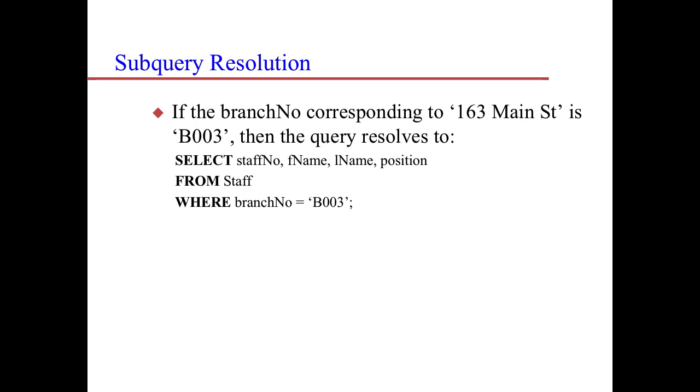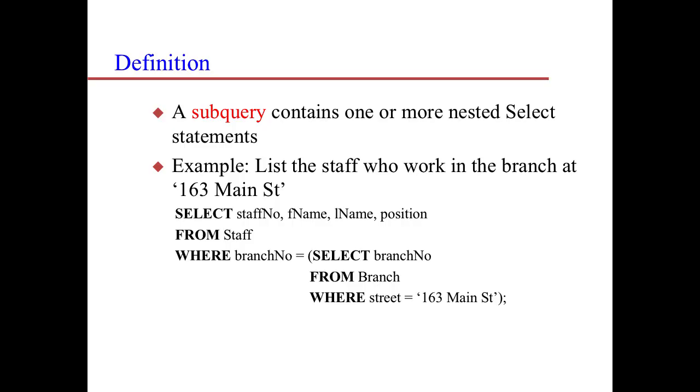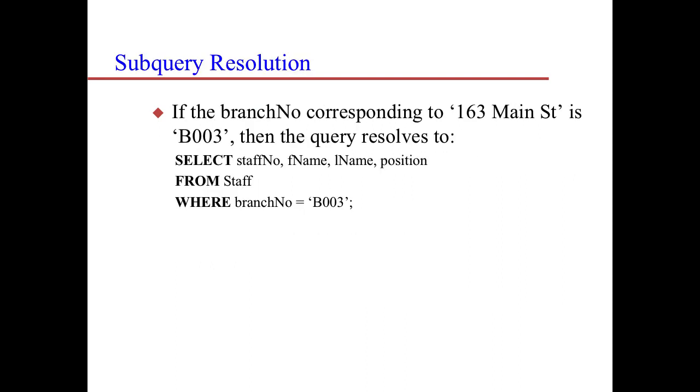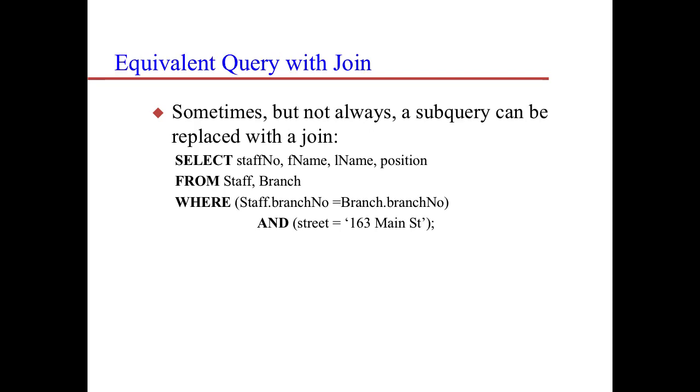But for example, if I just want to find the staff who work in the branch at 163 Main Street, I can do that with a join statement. So I can just say select the staff right here from staff, branch, where the staff's branch number equals the branch number, and the street is equal to 163 Main Street. I don't need a subquery. So to me, most of these subqueries, you use them because you don't know how to write a join. But you need to know about them because they exist.